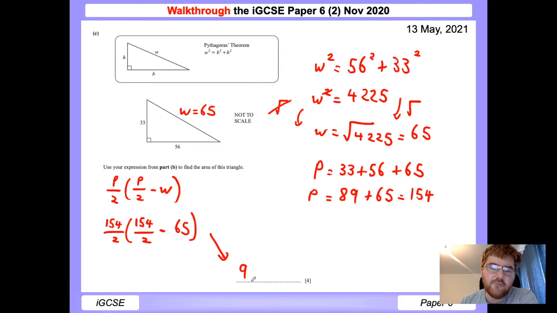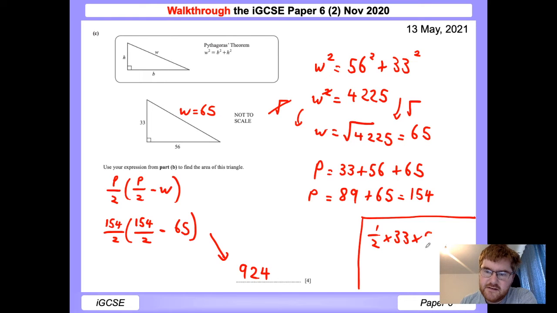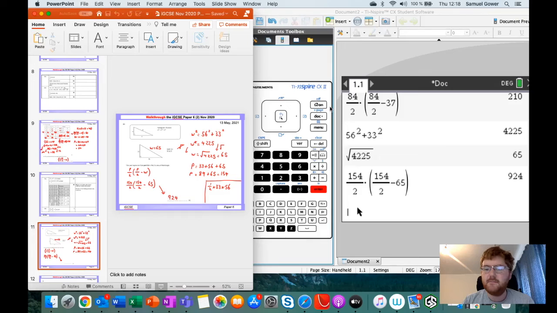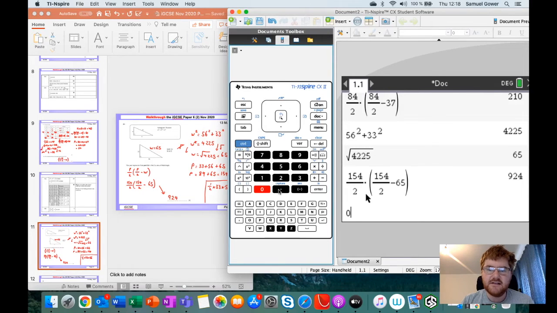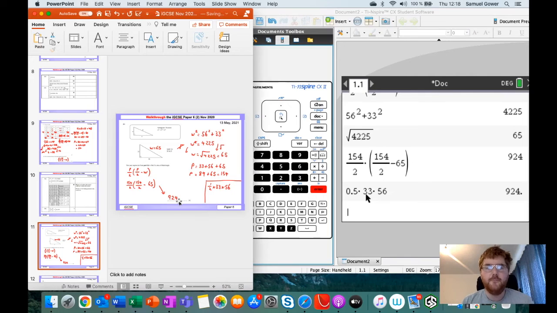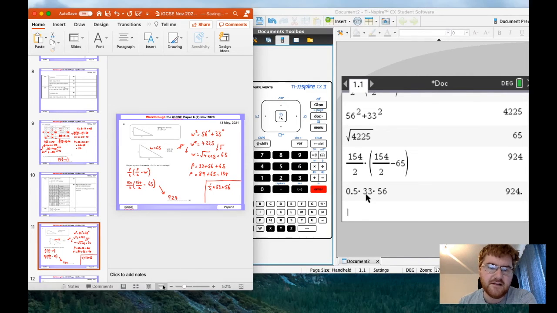Now, even though I may not write this down, I would also check that my normal formula also holds. So I'm going to do this as an aside. I probably wouldn't write this down in the exam, but I would certainly check whether a half times 33 times 56 gives me the same answer. Again, just as a double check, making sure I'm not making any mistakes. So 0.5 times 33 times 56 gives me 924. Yeah, so I'm happy with that answer.